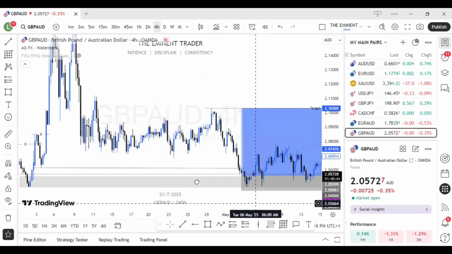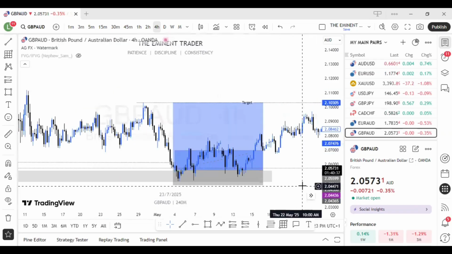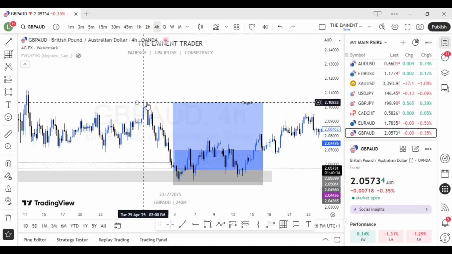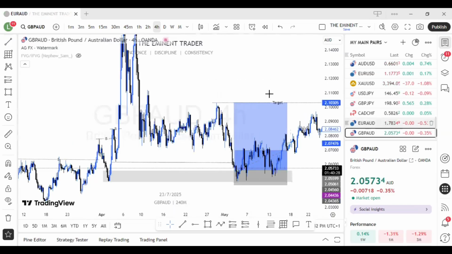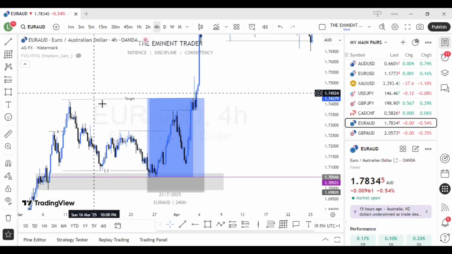Another key again is that you shouldn't be targeting very high RR. I normally advise 4, 5, 3 point something. Just target the nearest external range liquidity. That is the key. Let me show you the other one. This is a 5 RR trade. You can see that this is the nearest one.